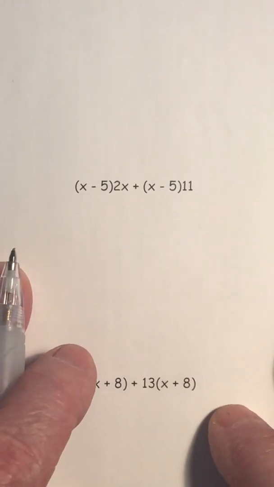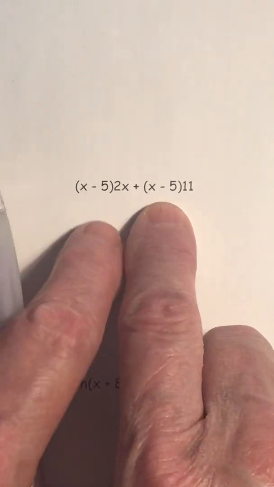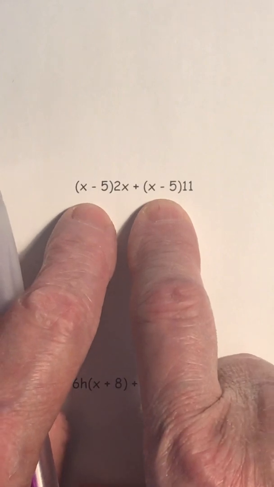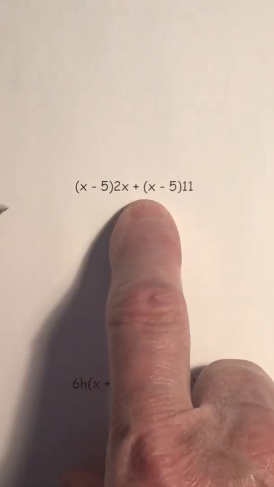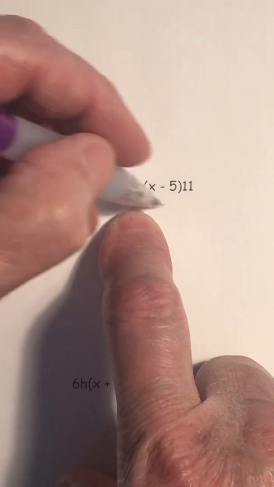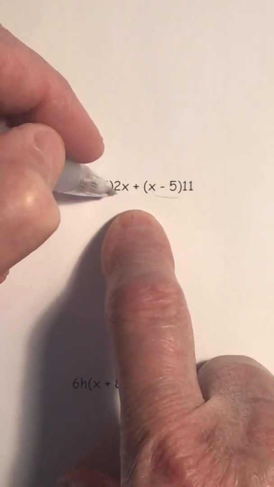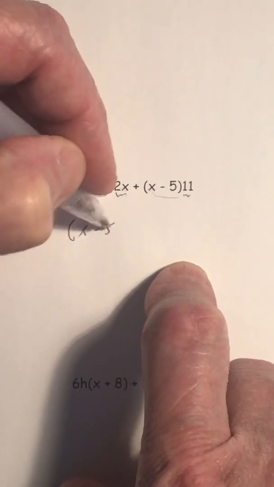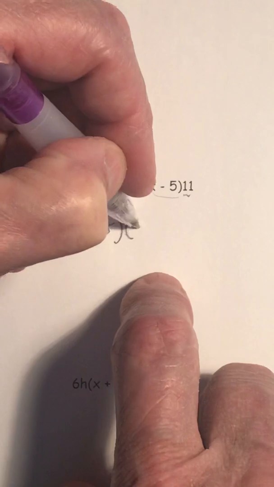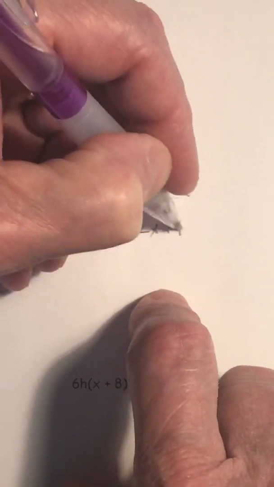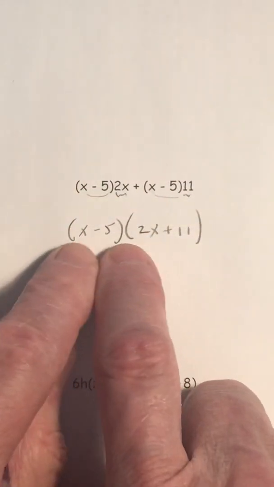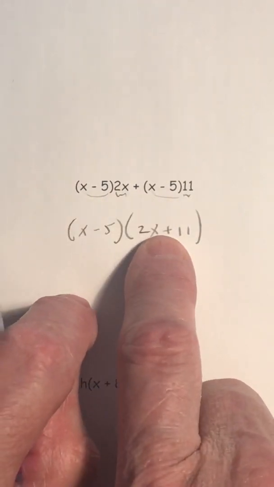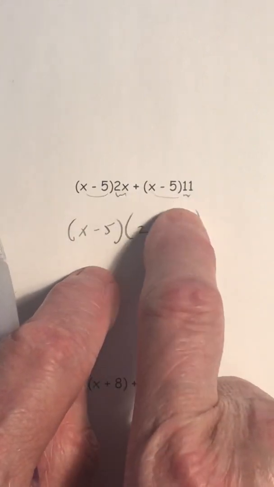So, do we have a common parentheses factor here? And it's got two terms. We could call it, in fancy talk, a common binomial factor. We have a common binomial factor of x minus 5. And what's going to go in the parentheses? A 2x plus an 11. So it's x minus 5 times 2x plus 11. Again, let me just point out to you, x minus 5 times 2x makes that, and then plus x minus 5 times 11 makes that.